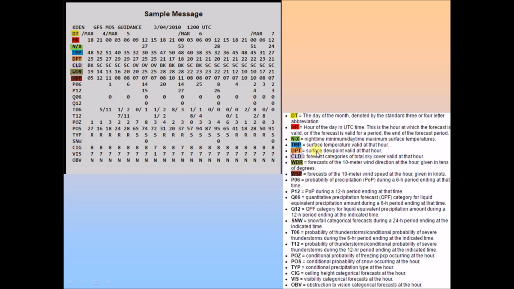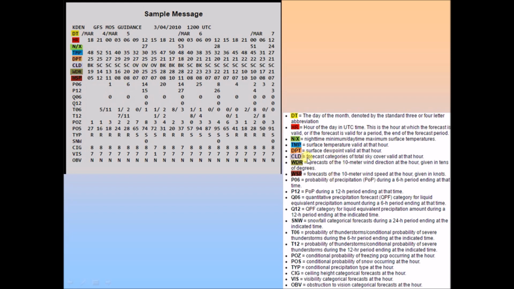The TMP, those are the surface temperatures valid at that hour. So if you wanted to know what the temperature was going to be like at 18Z, it tells you, here's 18Z, 48 degrees. At 21Z, it's 52 degrees. At 0Z, it's 51 degrees, so on and so forth. So MOS always goes in 3-hour blocks. It always will tell you the weather in 3-hour blocks. DPT stands for the surface dew point valid at that hour. So again, if you wanted to know what the dew point was at 18Z, just look below. 25, 25, 27, 29, so on and so forth.